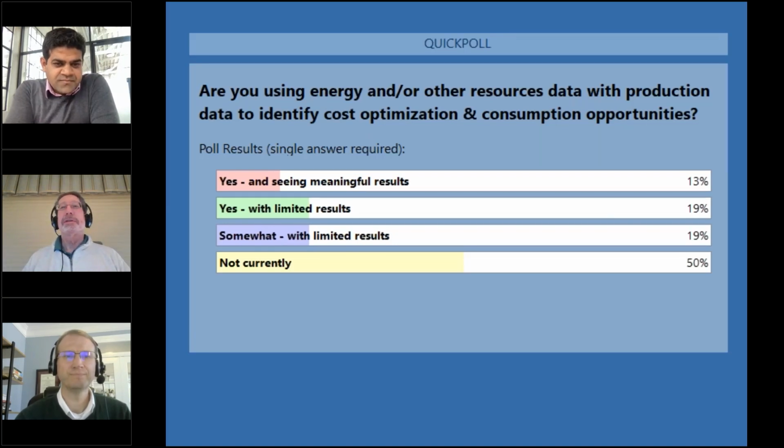Very interesting. Like half are not currently doing this, but those that are are seeing some results. And 13% are saying those results are meaningful. That's encouraging. Would you agree, John, Sudhir? What's your take on this?